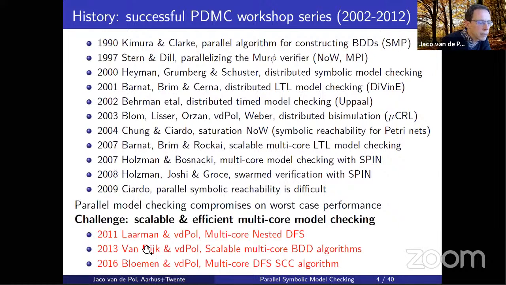Then Tom van Dijk was my next PhD student, and he looked into BDD algorithms, and he came up with scalable multicore implementations for BDD algorithms, which can then be used for symbolic model checking. And finally, Vincent Bloemen provided a multicore algorithm for detecting strongly connected components, which are also very useful for model checking. There are several attempts at this, but they are mostly based on breadth first search. But Vincent showed that you can also have a parallel version of DFS.